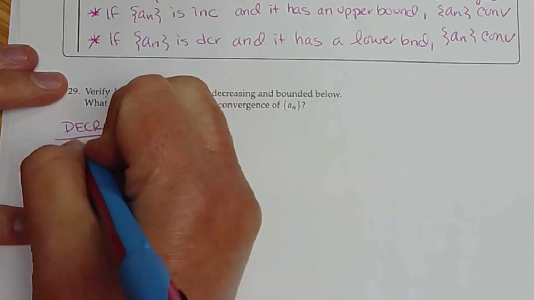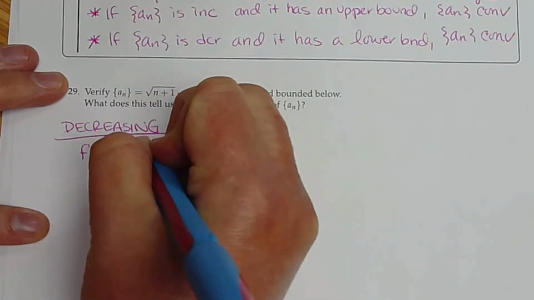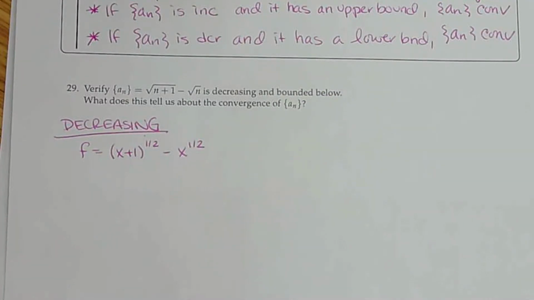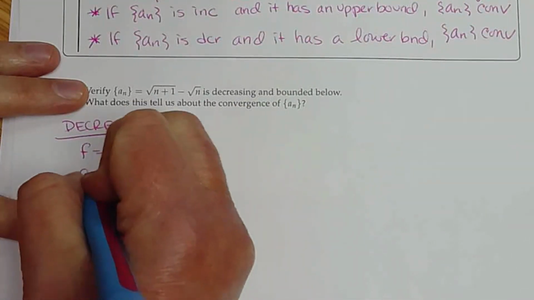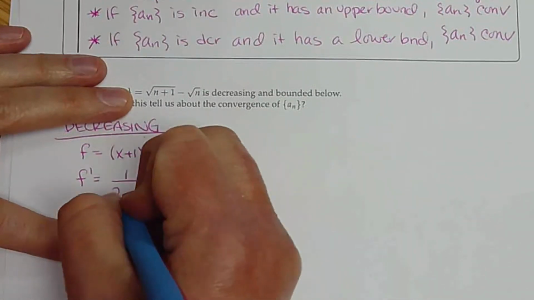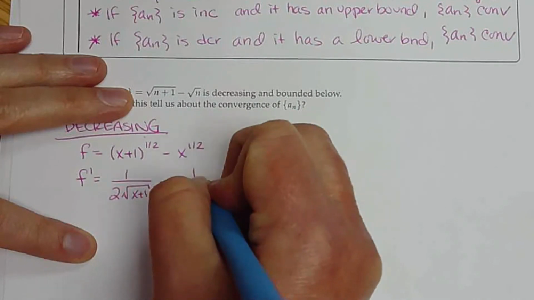So I'm going to switch this over into x. So I have x plus 1 to the 1/2 minus x to the 1/2. And again, the reason we're switching to x instead of using n is that n is not continuous. It's a set of dots, and we need continuity in order to find the derivative. So I'm going to switch to x, which gives me my continuity. So f prime is going to be 1 over 2 root x plus 1 minus 1 over 2 root x.